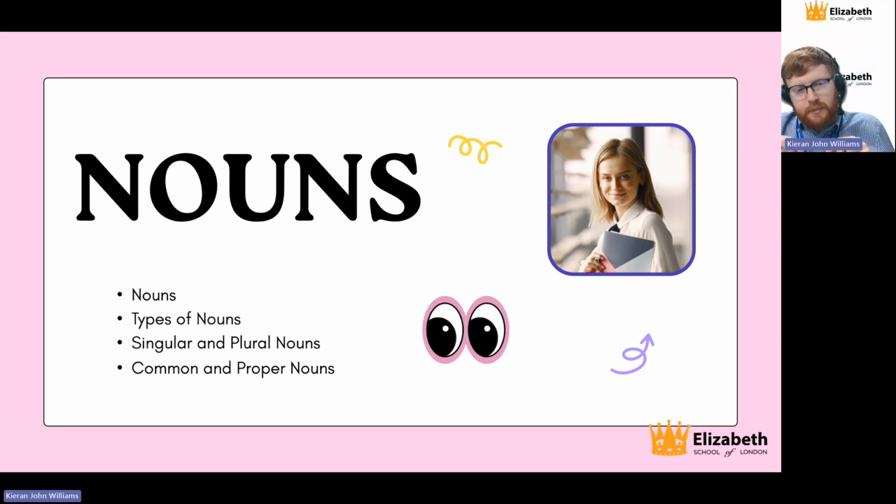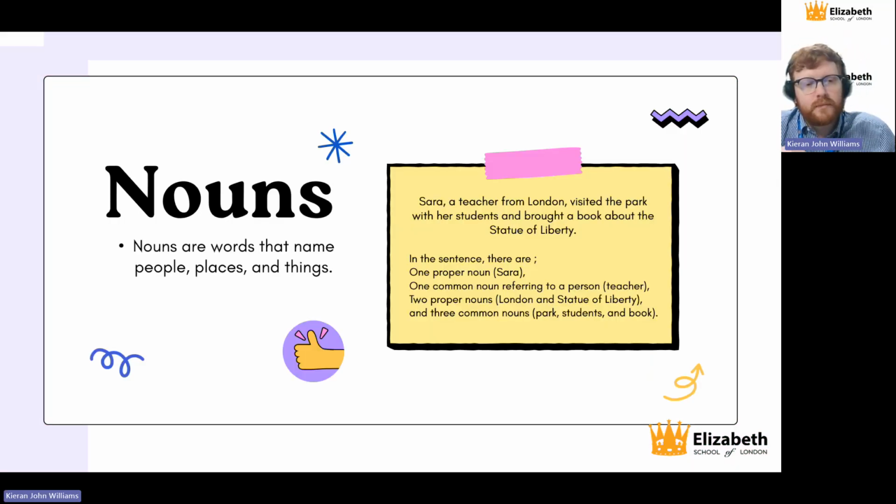We're going to begin by looking at nouns. Nouns are things, when we're talking about people, places, or items. We're going to look at the types of nouns that we have, and then dig a little bit deeper into them. Like I just mentioned, nouns are words that name people, places, or things. You can see on the right an example sentence: Sarah, a teacher from London, visited the park with her students and bought a book about the Statue of Liberty.